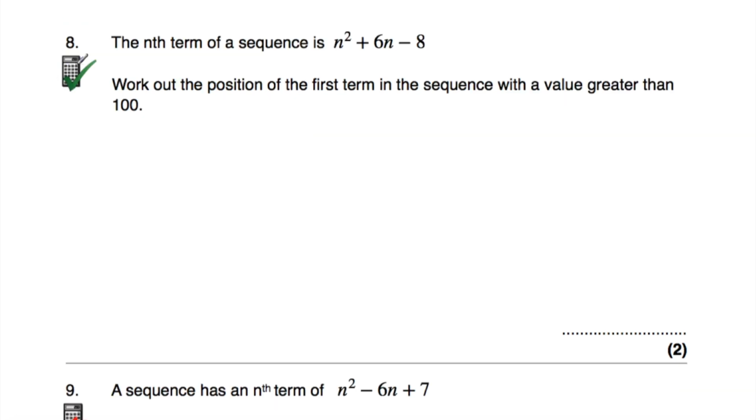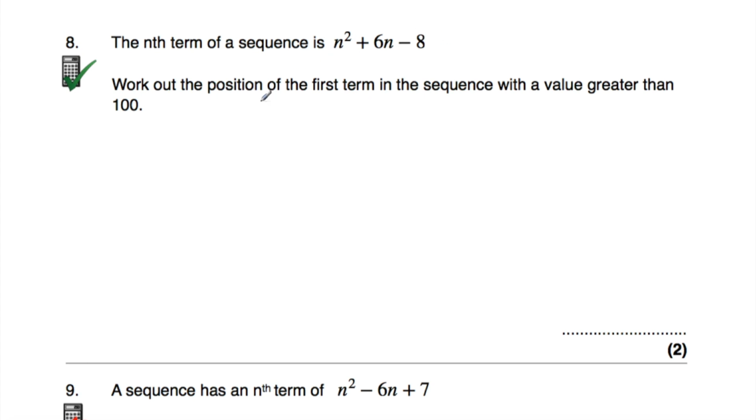Okay, let's have a look at question number 8. Question number 8 says, the nth term of a sequence is equal to n squared plus 6n subtract 8. And we've been asked to work out the position of the first term in the sequence with a value greater than 100. So we can do this question in a couple of different ways. One approach is to use trial and error, where we let n equal certain values and we find the first term in the sequence with a value greater than 100. In this video, I'm going to use the trial and error approach for the moment.